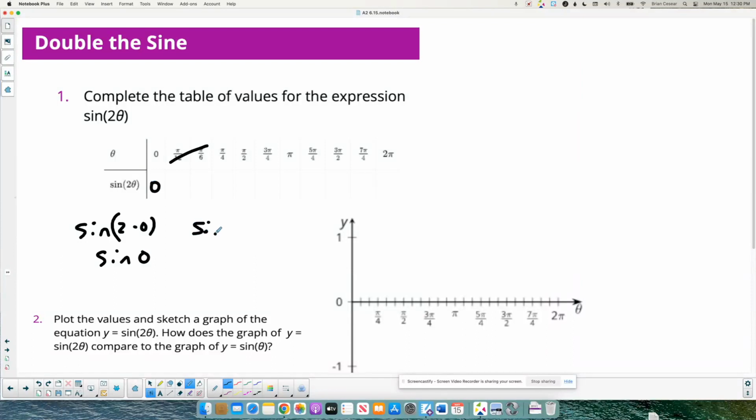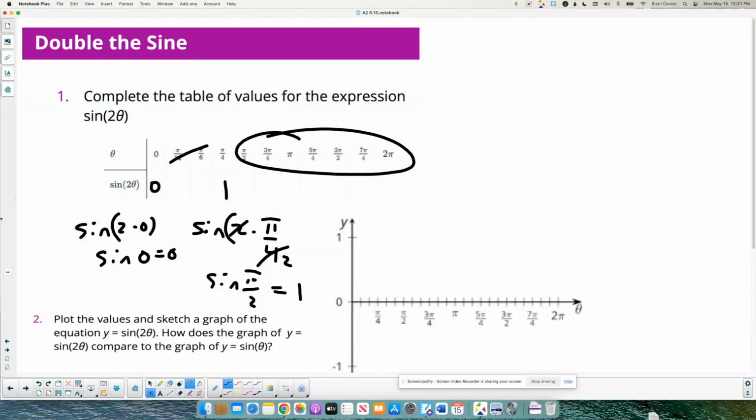And this is just my scratch work here. Sine of 2 times pi over 4. So 2 times pi over 4 is pi over 2. And the sine of pi over 2, again, you don't need a calculator. Sine of pi over 2 is, this is 0, this is 1. So right there. I'm going to go through everything and fill in the table. Again, you have to take each one of these values here and multiply them by 2.